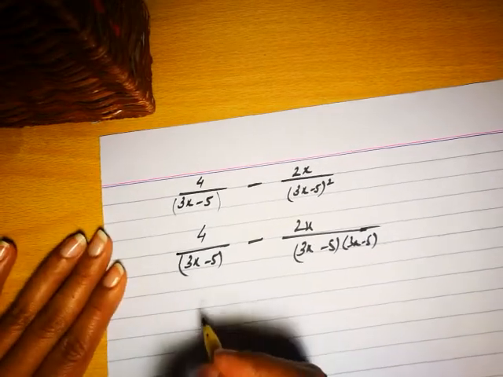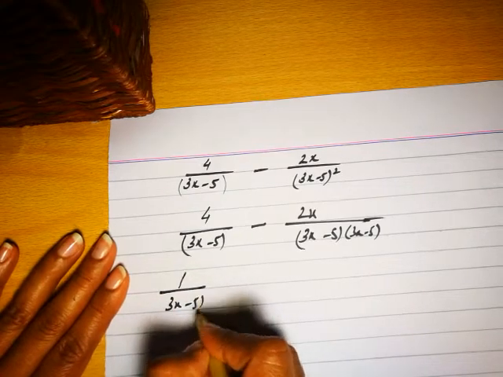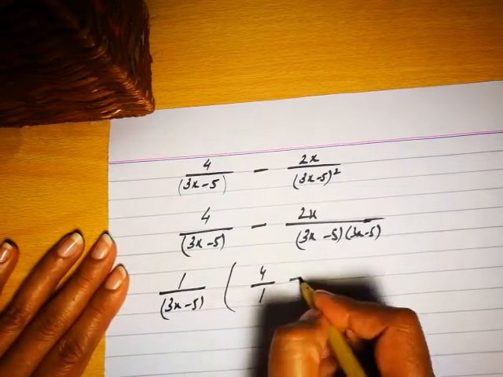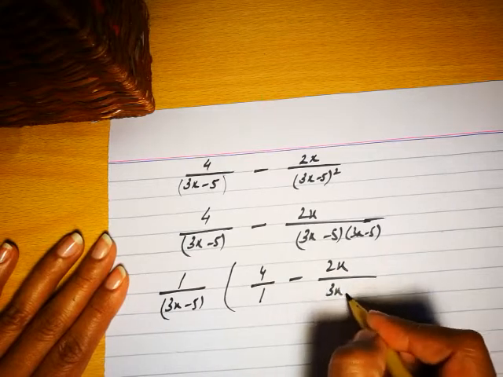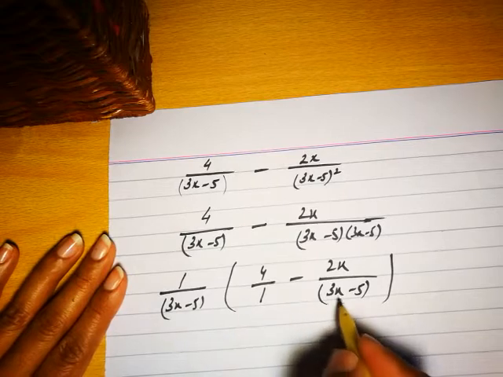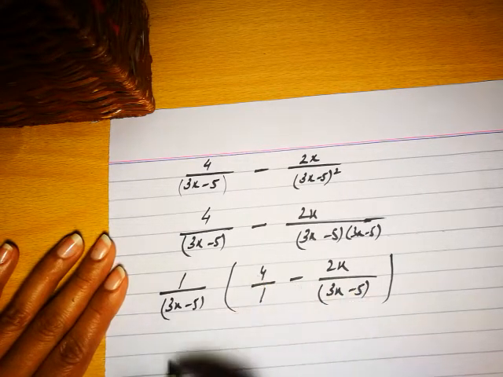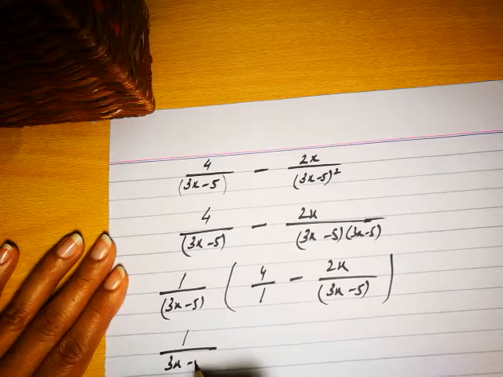What does it mean? 3x minus 5 is common. I am going to take it common. What I am left with? 4 over 1 minus 2x over 3x minus 5. Now it's much easier because 3x minus 5 will be LCM. You're going to multiply this by 3x minus 5 and then you're going to simplify it further. Let me do it for you.